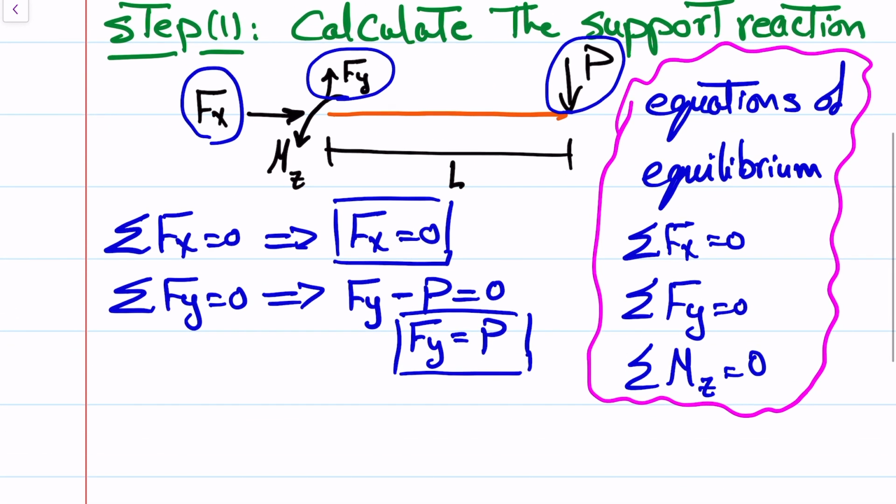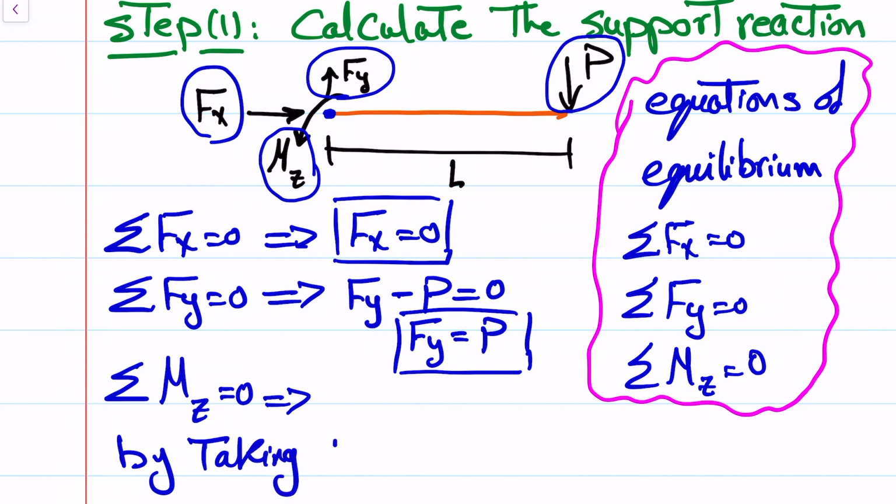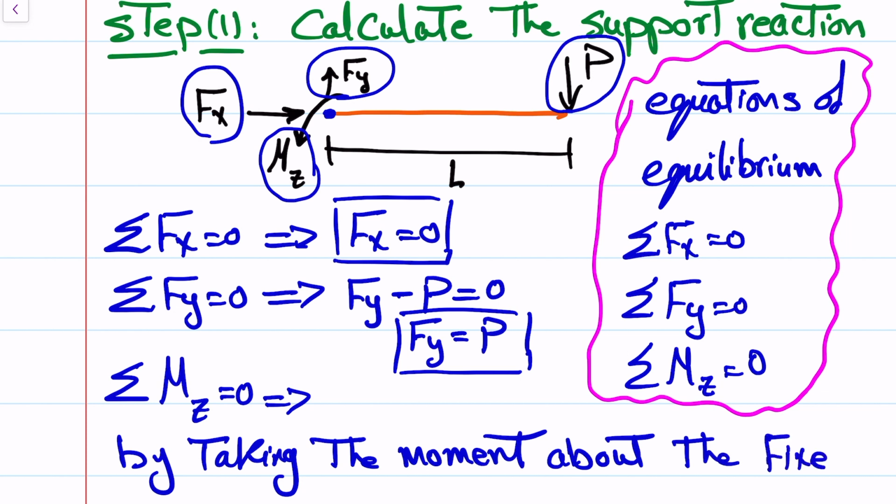And then for the moment, summation moment about Z equals 0. This means you have MZ here, and we are taking the moment about the fixed support point, so you have the moment of the point load as P times L.